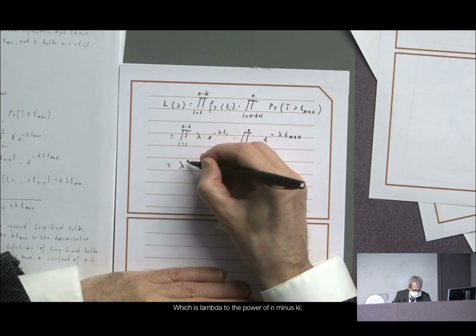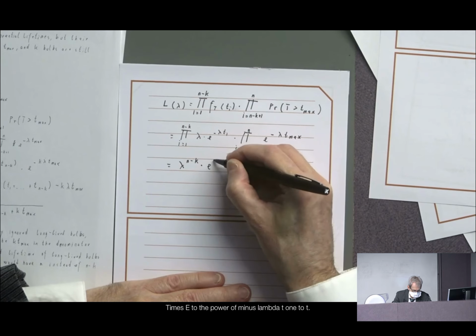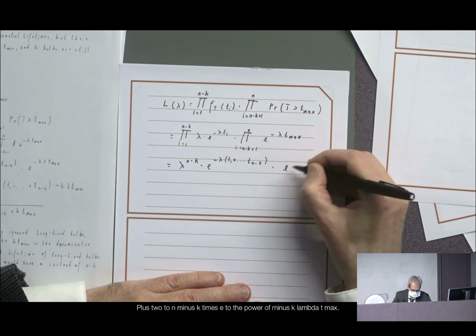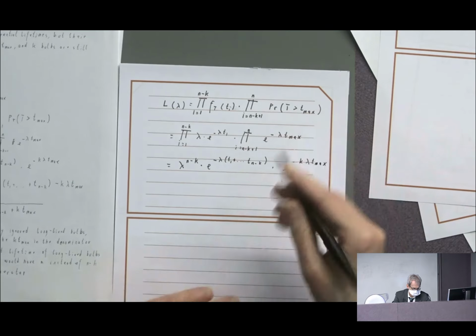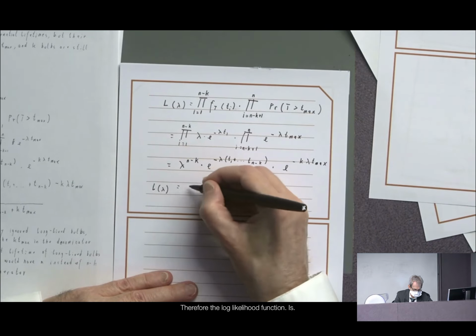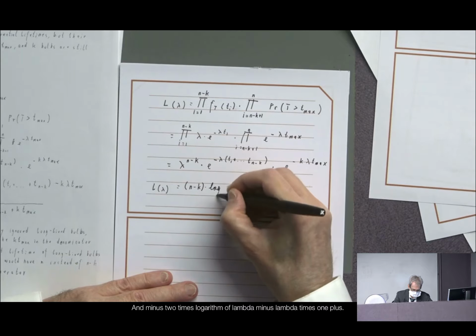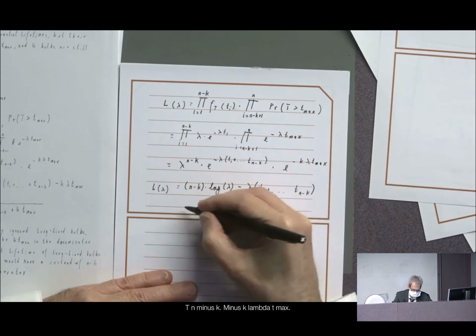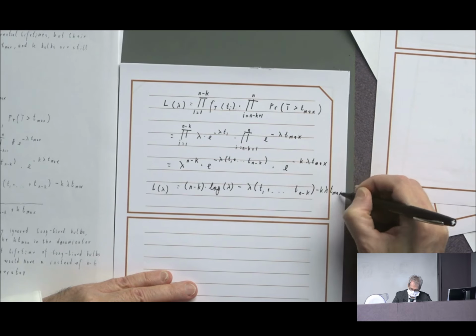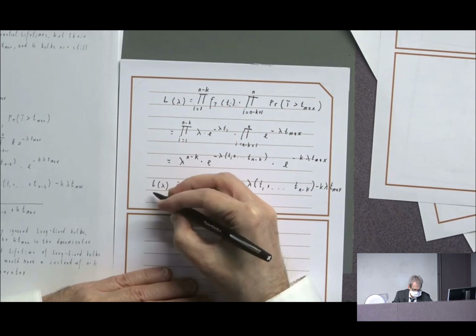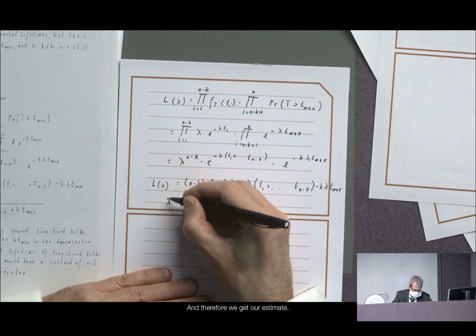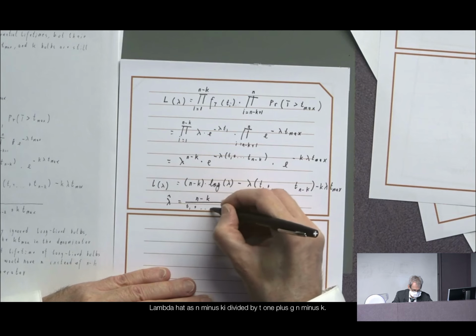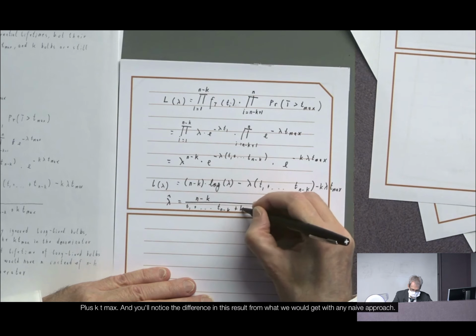which is lambda to the power of n minus k times e to the power of minus lambda times (t_1 plus up to t_(n minus k)) times e to the power of minus k lambda t max. Therefore, the log likelihood function is n minus k times the logarithm of lambda, minus lambda times (t_1 plus up to t_(n minus k) plus k t max). And this is, again, just algebraic manipulation. Therefore, we get our estimate lambda hat as n minus k divided by (t_1 plus up to t_(n minus k) plus k t max).